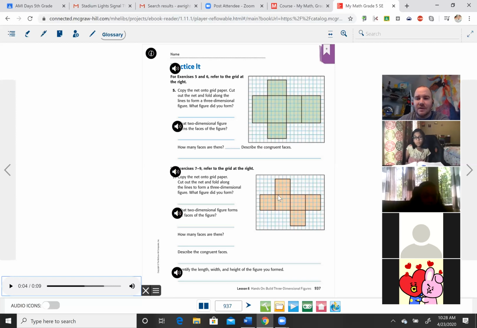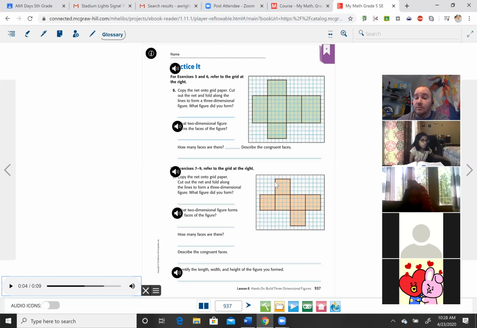Hey, no worries. I would much rather you send out what you believe it is, and then we can talk through it. There's no harm, no foul. Promise. Okay? And then it says identify the length, width, and height of the figure you formed.